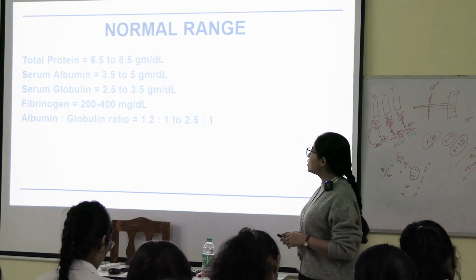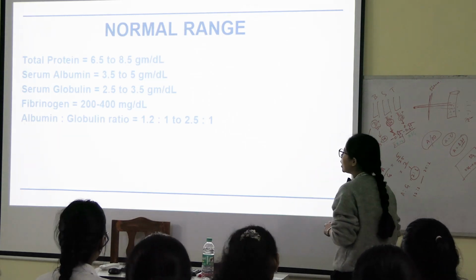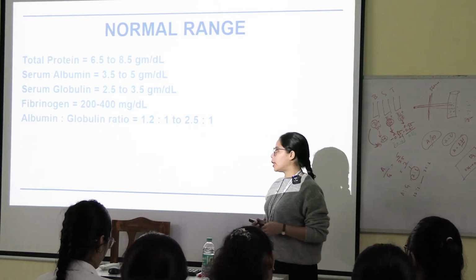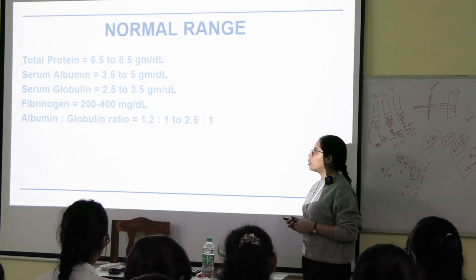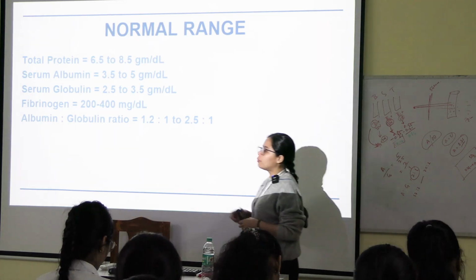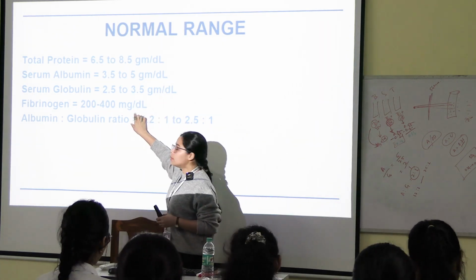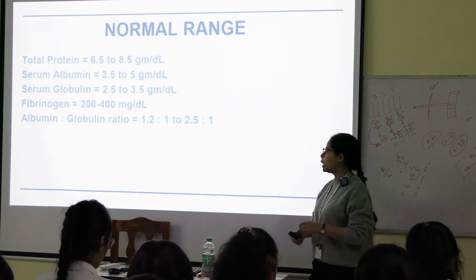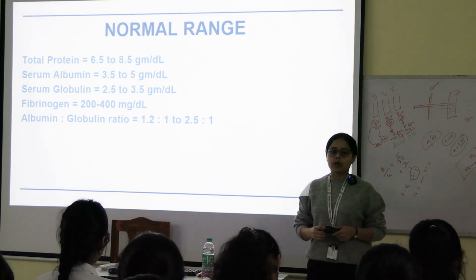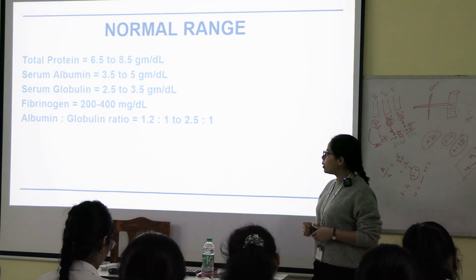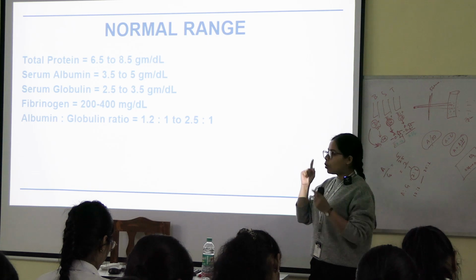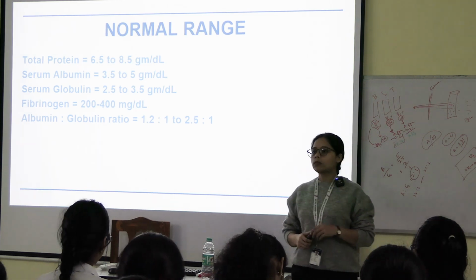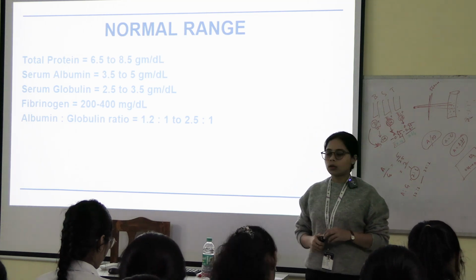Serum albumin is 3.5 to 5 gram per dl. Serum globulin is 2.5 to 3.5 gram per dl. Fibrinogen is 200 to 400 milligram per dl. Don't get confused: the others are in gram and this is in milligram. The albumin globulin ratio ranges between 1.2 to 1 and 2.5 to 1. These are the normal values.